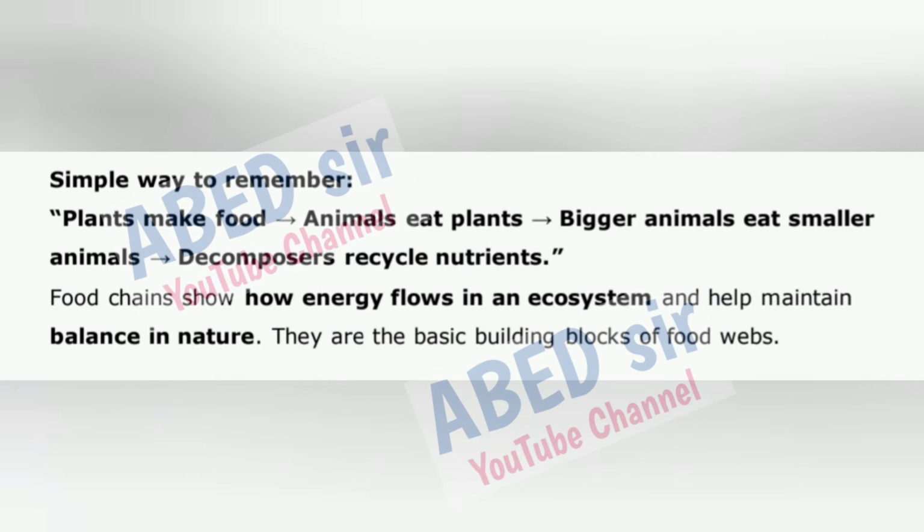Simple way to remember: plants make food, animals eat plants, bigger animals eat smaller animals. Decomposers recycle nutrients. Food chains show how energy flows in an ecosystem and help maintain balance in nature. They are the basic building blocks of food webs.